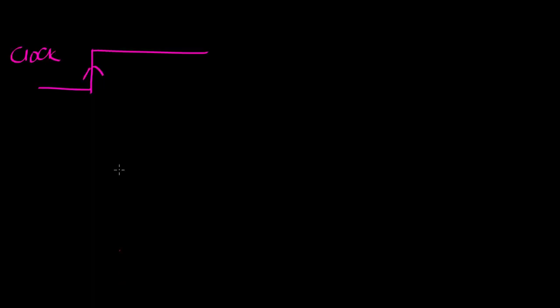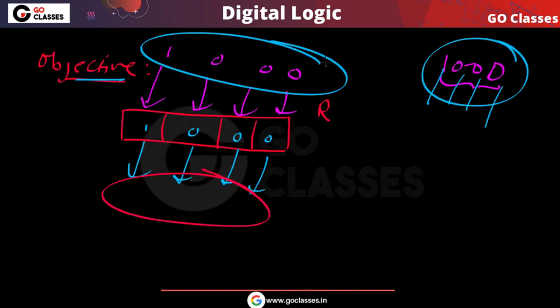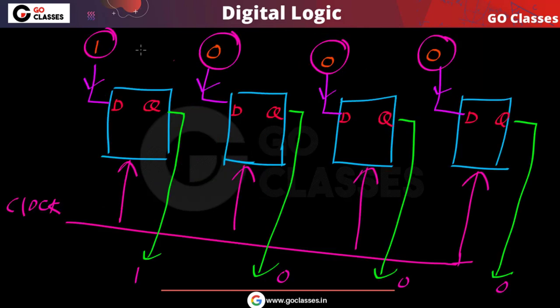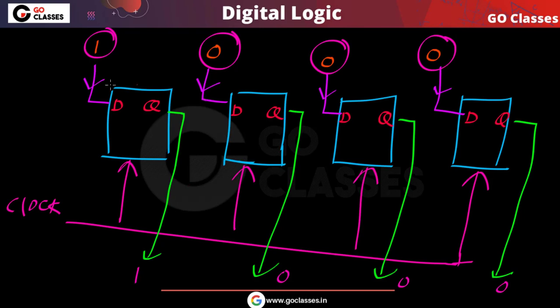So when this clock goes from 0 to 1, when this clock goes from low to high, this input data will be available on the output. So this is how basically you can store the data. If you want to store this data in parallel, you can just put this data in parallel, and whenever this clock goes from low to high, this data will be stored in these flip-flops.